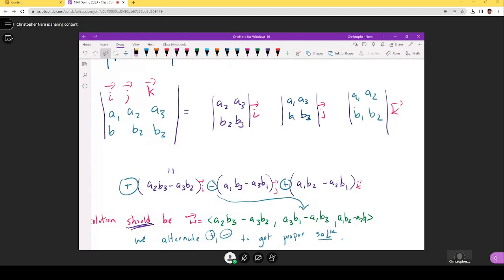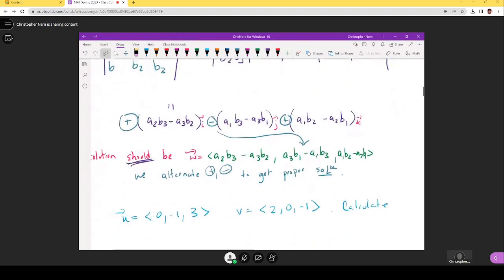So I have to introduce -1. I factor out a -1 in that case. Everything else is positive. So the idea is that it's going to keep alternating. So if there were 4 terms, it would be plus, minus, plus, minus. And that's because we want it to be the solution for my system.